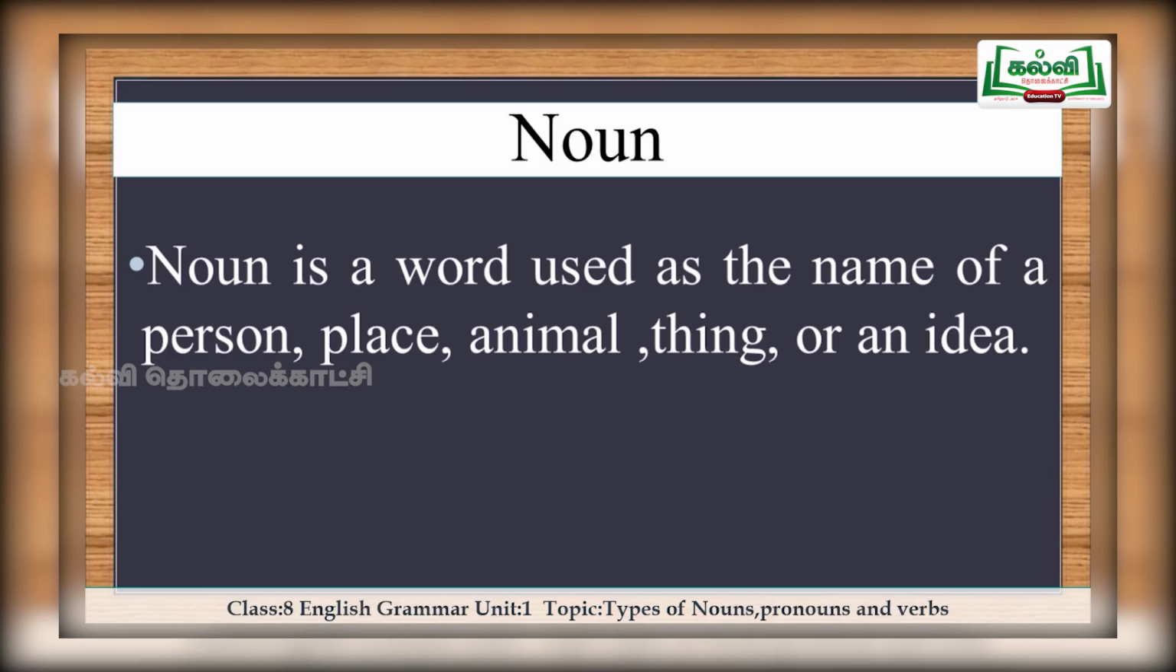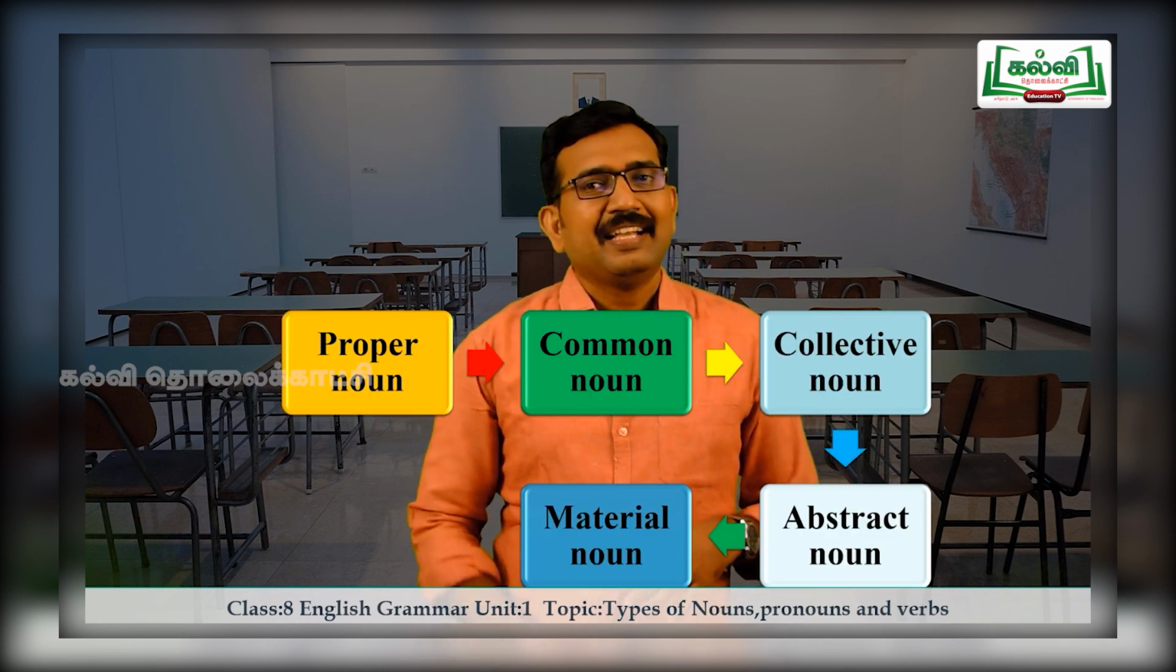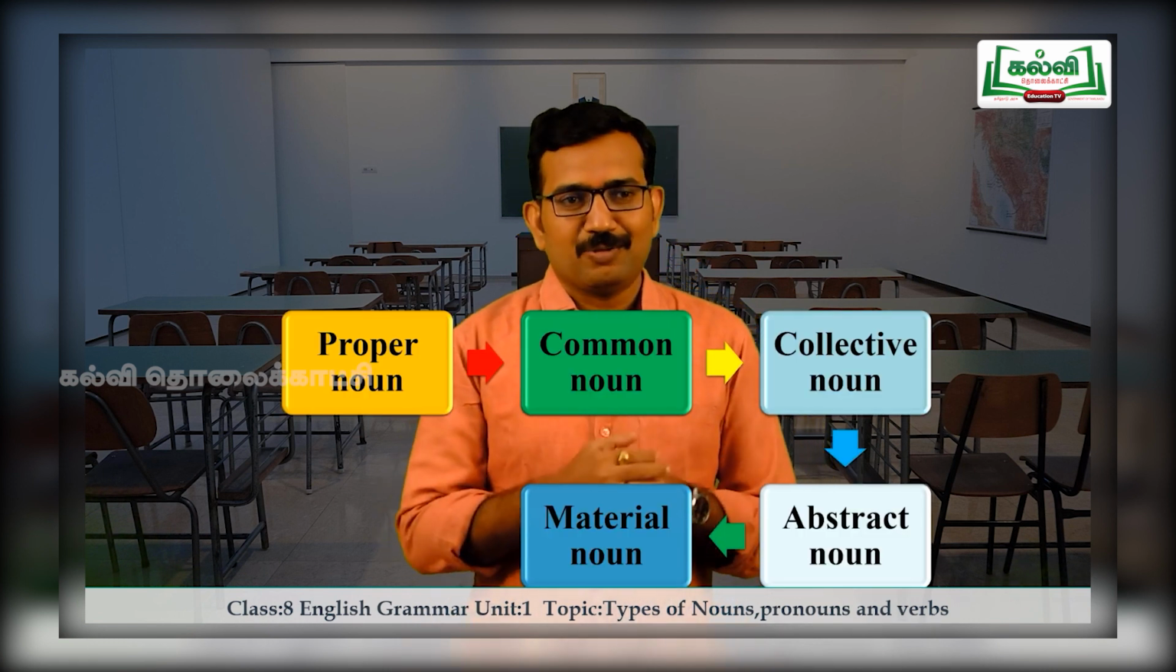First, let's recall noun. What is a noun? A noun is a word used as the name of a person, place, animal, thing or an idea. Okay, you're right. Then there are different types of nouns. Do you know what they are? There are 5 types of nouns.